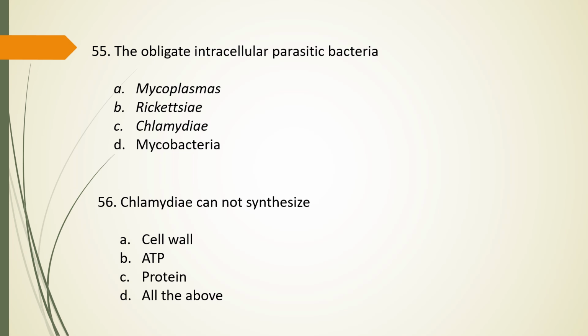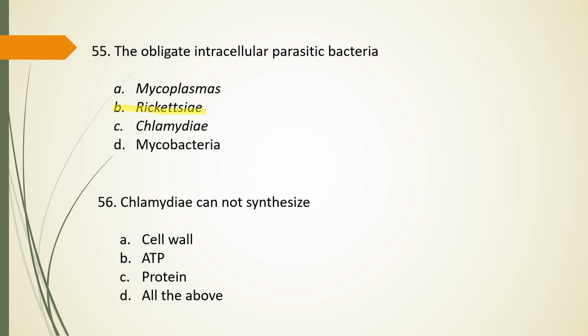Question number 55. The obligate intracellular parasitic bacteria. Option A, Mycoplasma, B, Rickettsia, C, Chlamydia, D, Mycobacteria. The correct answer is option B, Rickettsia. Rickettsia are obligate intracellular bacteria, which means they can only survive and reproduce inside a host cell.